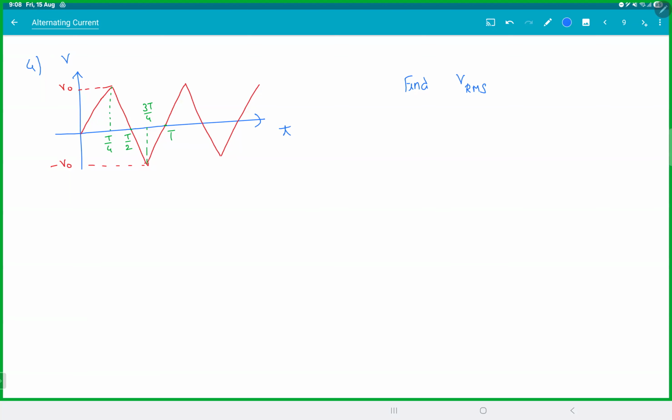Now, one way to do it is to take the whole function from 0 to T and integrate. But if you see there's a symmetry, you can take advantage of it. At the end of the day, you want to find the area under v square t, isn't it? So if I make v square, this guy will look approximately something like this.